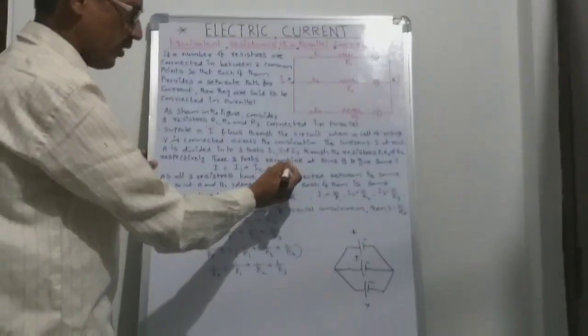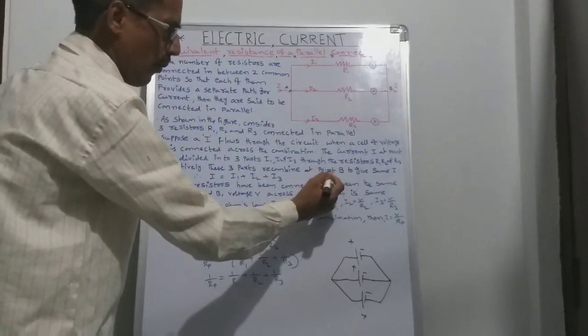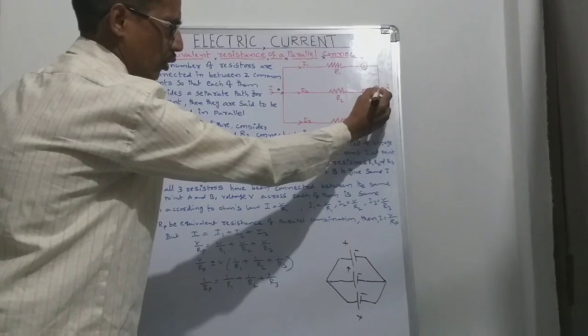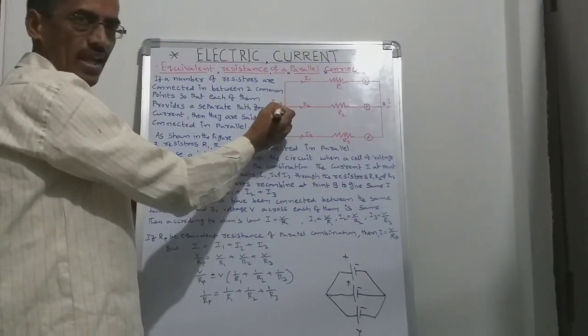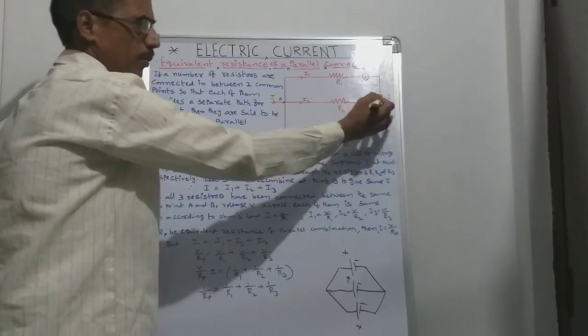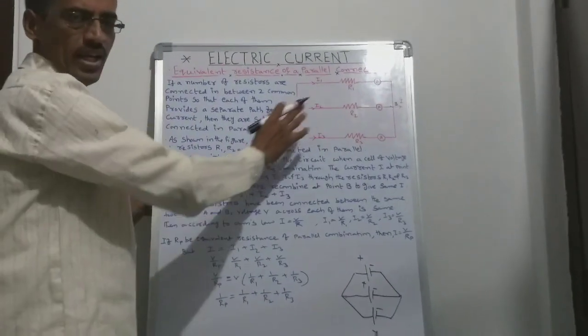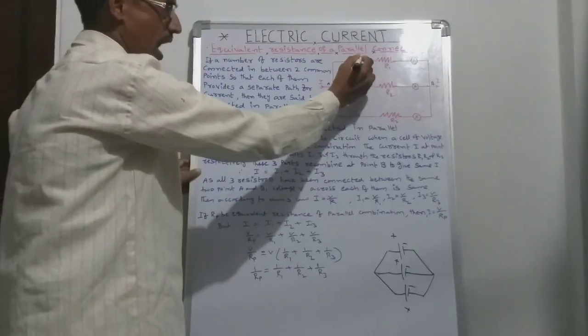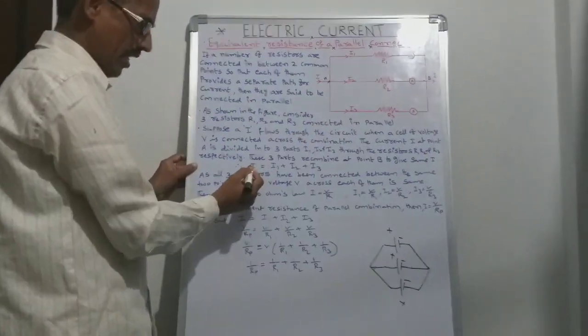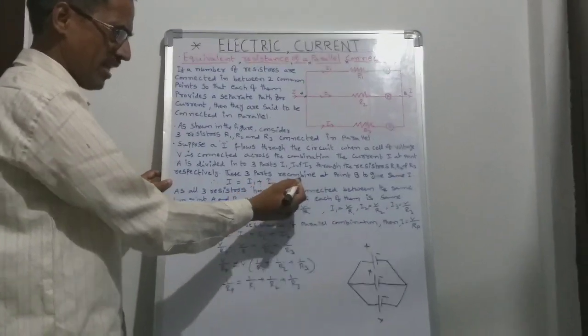These three parts recombine at point B to give the same current I. Here, at point A the current is I, and at point B it is I. Understood, students? Therefore, I = I1 + I2 + I3.